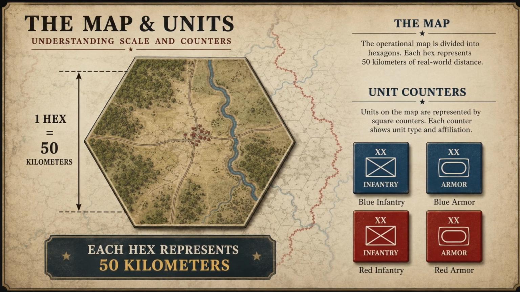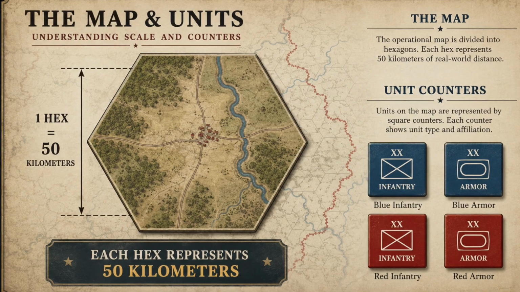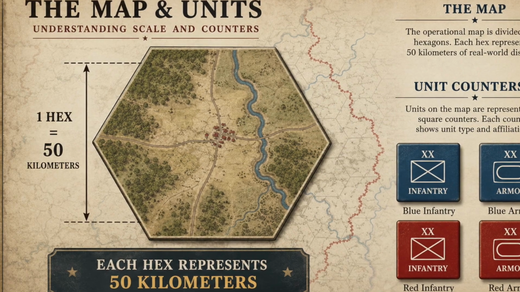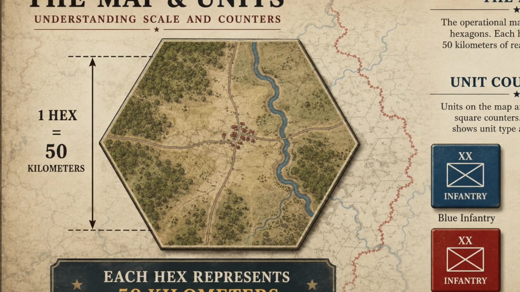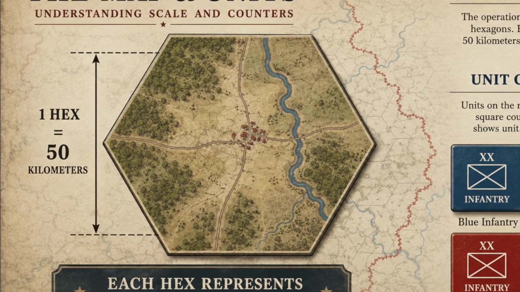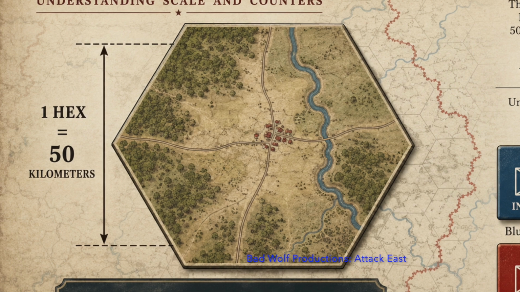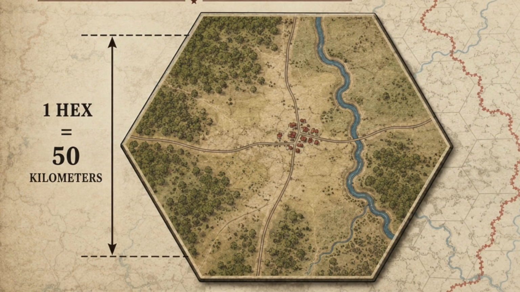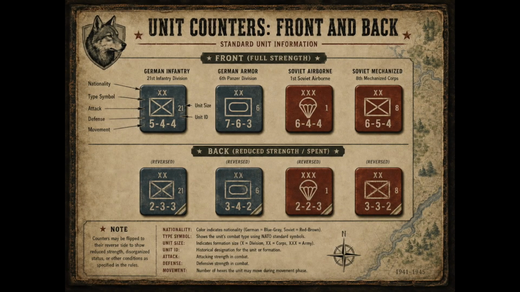The next thing I want to talk about is the hex. The hexagon divides the map into equal areas, creating a common measurement for distance, movement, and combat. Unlike squares, hexes allow units to move naturally in 6 directions without awkward diagonal rules. Each hex represents a portion of real terrain on the ground, turning geographic space into a manageable and consistent battlefield system.